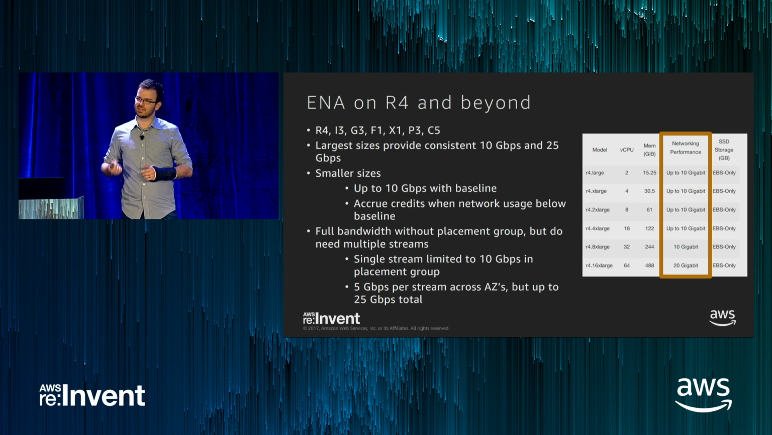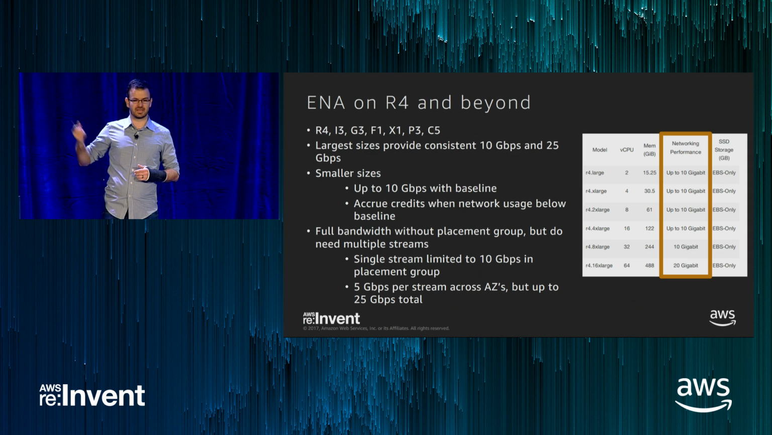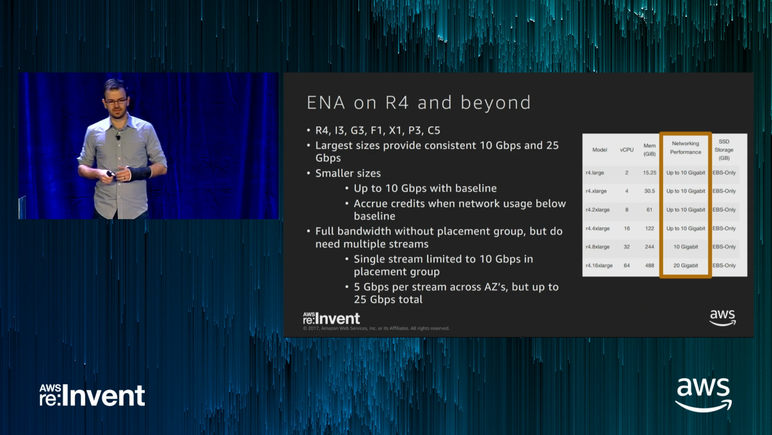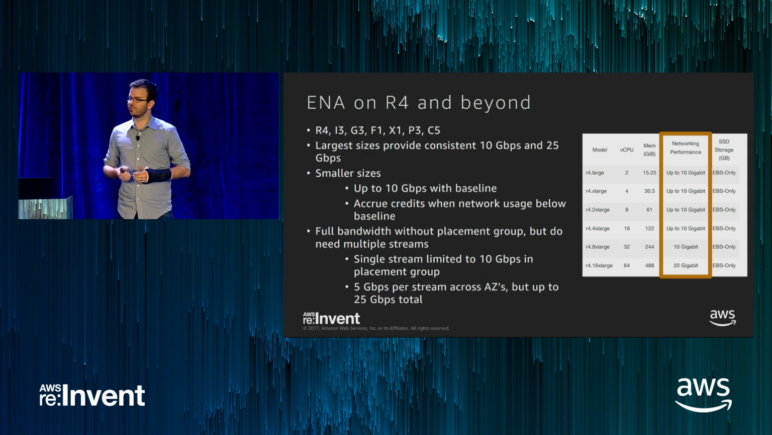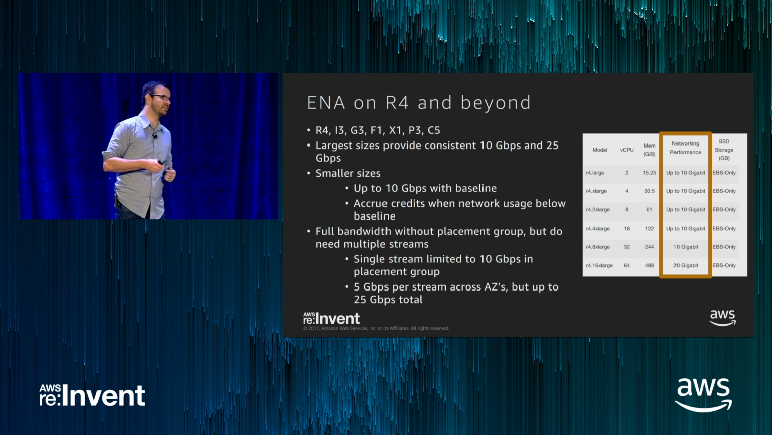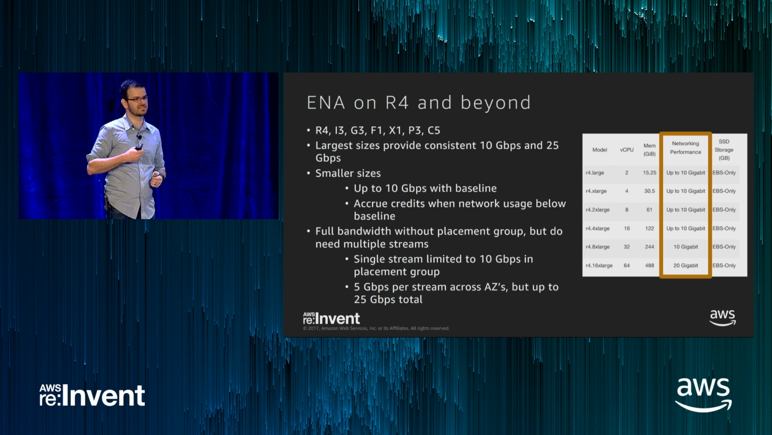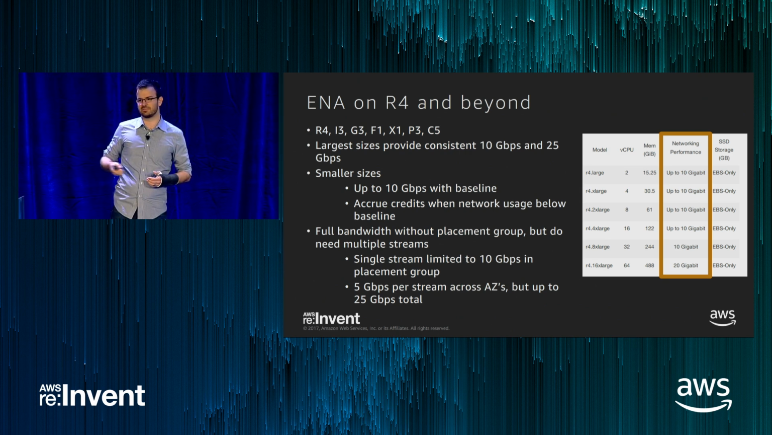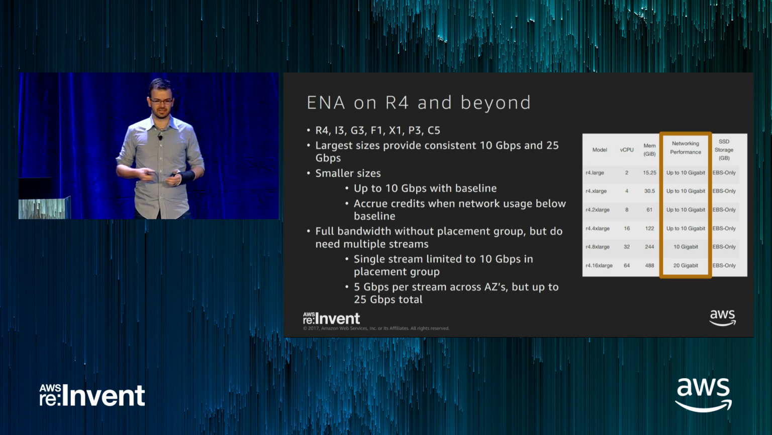And when you're not using network, you earn network credits to allow you to burst above that baseline up to 10 gigabits. So it's a really cool change in the platform that allows you to get higher rates of network throughput without having to size up to a larger instance that may have more resources like CPU or network that you don't actually need.